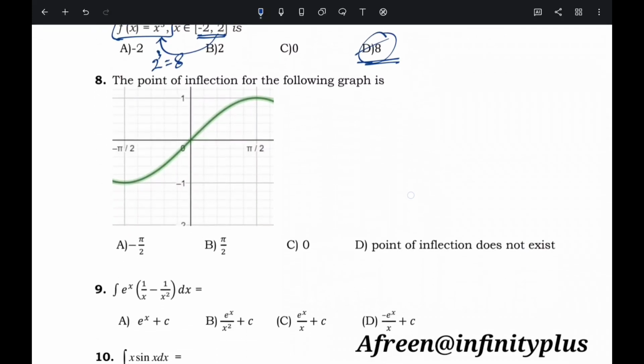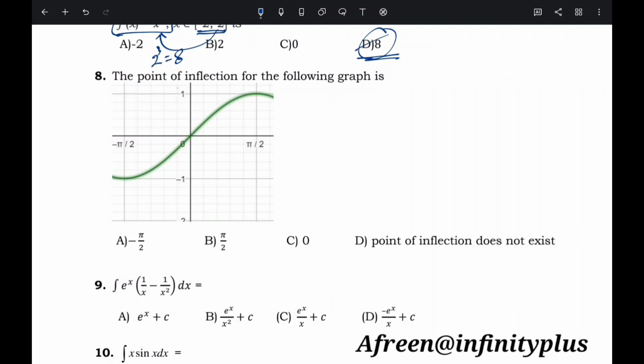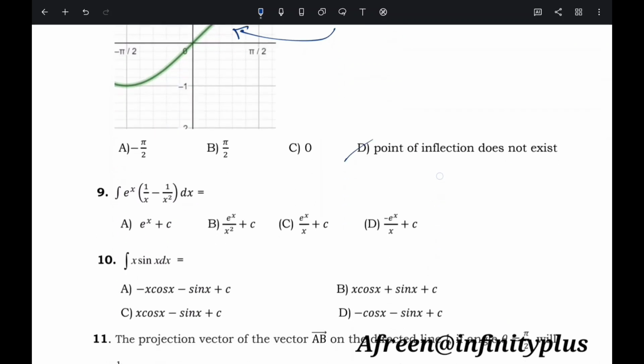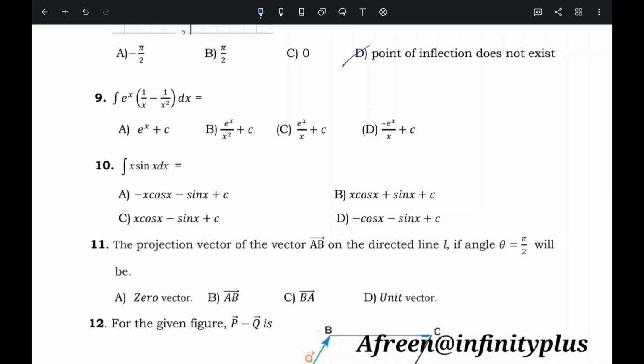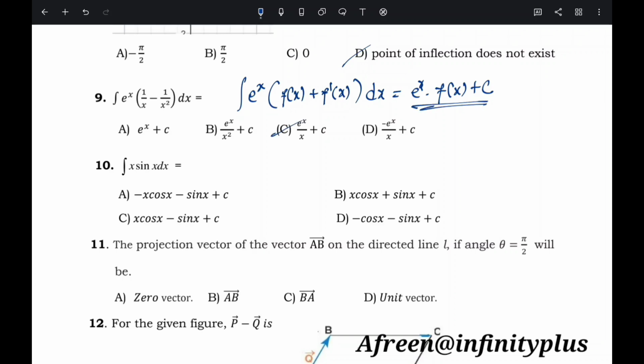Let's move on to the next question, which is the 8th one. Here they are asking for the point of inflection for the graph. You can observe from the graph that this graph does not have any point of inflection. The next question is the integral of e power x into (1 by x minus 1 by x square) dx. This follows the formula: integration of e power x into [f of x plus f dash of x] dx is equal to e power x into f of x plus c. By this formula we can observe that the answer for this question is this one.